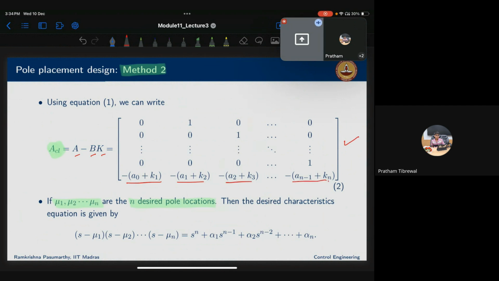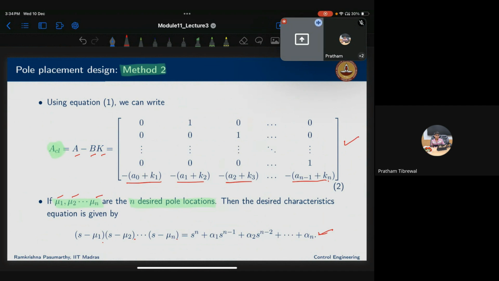So that is the first thing. The second thing is, let's say these are your desired poles. Then what is the denominator? (s minus mu1)(s minus mu2), etc., (s minus mu n). If you expand them, you'll get this polynomial. Correct?